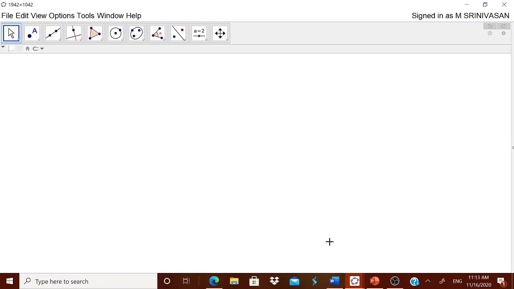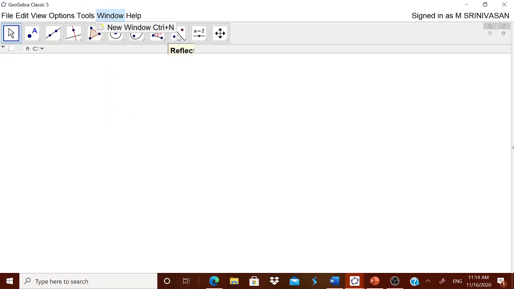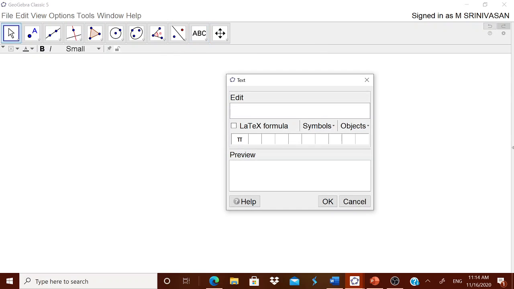For that, I have taken a GeoGebra 5.0 dynamic worksheet in geometry view, and in options I have taken rounding off to one decimal place and labeling of new points only. Now you can declare the heading of this, that is, properties of exterior angles of a triangle.